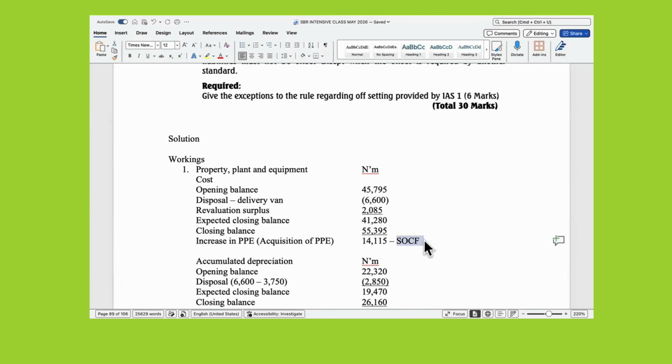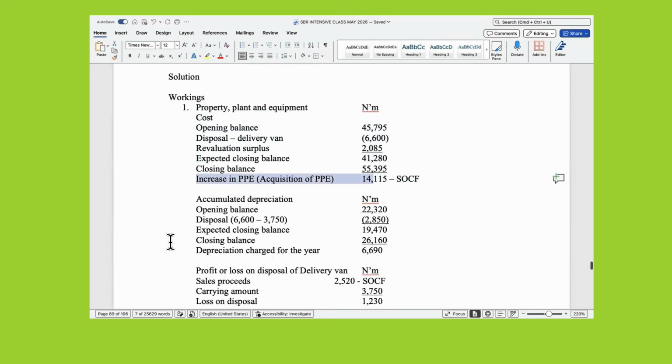And these I'll take to the statement of cash flows under investing activities. And that's what movement does for you. It exposes cash flow items as balancing figure. Now, for the accumulated depreciation, the opening balance from the schedule was 22,320.